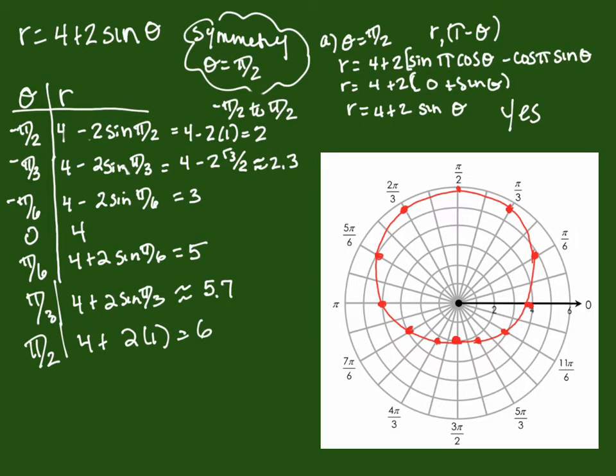Now we start our graphing homework. So this is number 5. And we're supposed to graph 4 plus 2 sine theta by using symmetry. So we're going to test for symmetry.